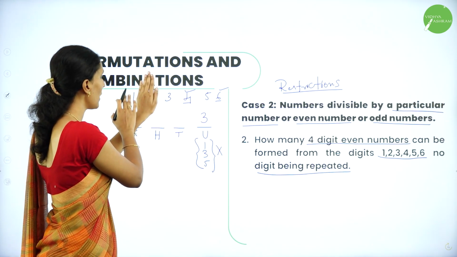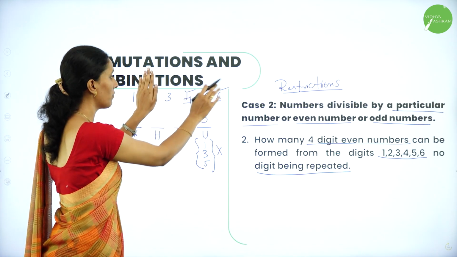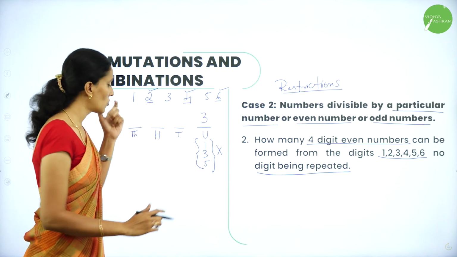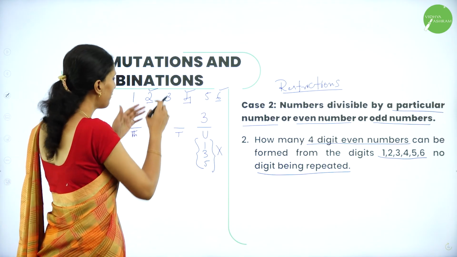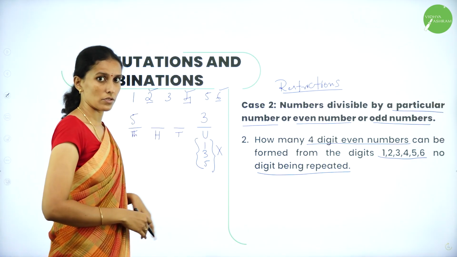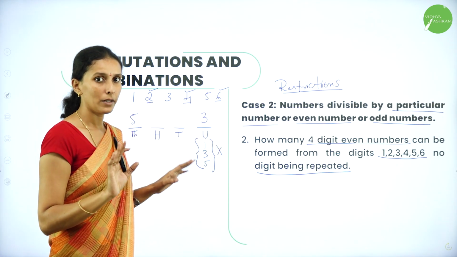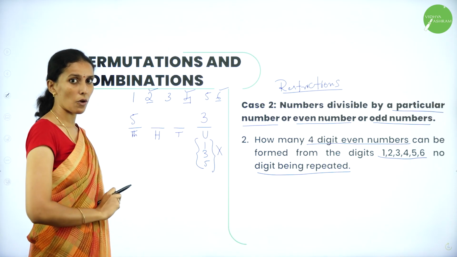How many digits are remaining? 1, 3, 4, 5, 6. That is 1, 2, 3, 4, 5. So I have 5 choices to fill the thousands place. If 4 is also filled, we have 5 choices. If 6 is also there, we have 5 choices. Take any number in the units place, you are left with 5 numbers. So we have 5 choices to fill the thousand place.